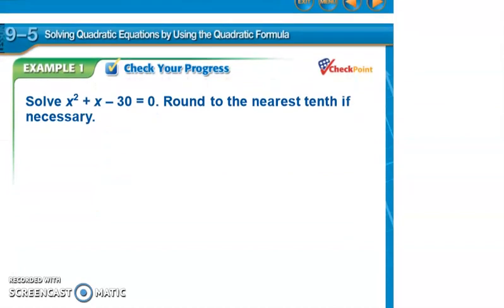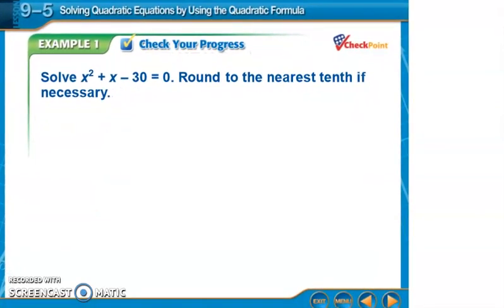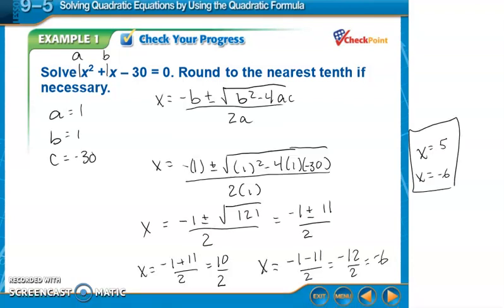Okay, so example 2. I want you to try this on your own. I'll help you out with the A, B, and C. A is the number in front of the x squared, B is the number in front of the x, and C is the constant. So pause the video, try to fill this in, and then we'll come back and see how you did. Okay, let's check it out. Did you get x equals 5 and x equals negative 6?